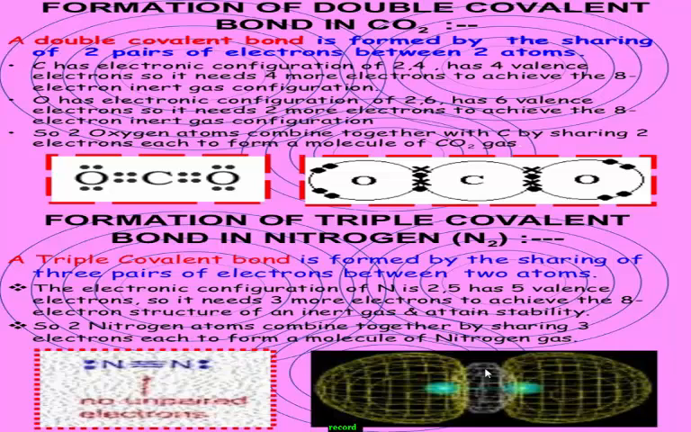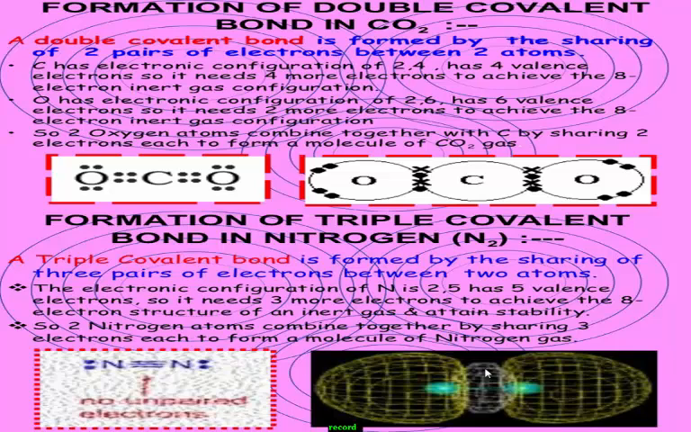To achieve the 8 electron configuration, it needs 4 more electrons. Oxygen has a smaller electronic configuration. Oxygen has electronic configuration of 2,6. In the first shell it contains 2 electrons. In the next shell it contains 6 electrons. Therefore, it contains 6 valence electrons. So it needs only 2 more electrons to achieve the octet configuration.